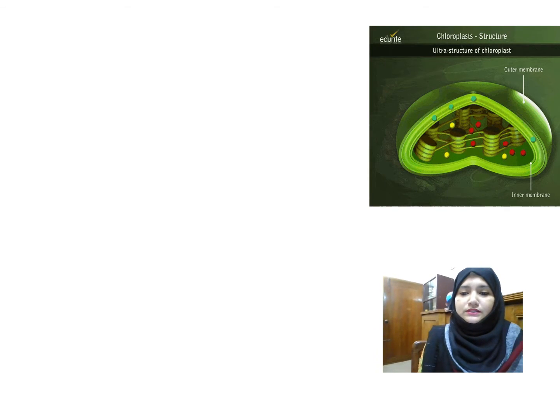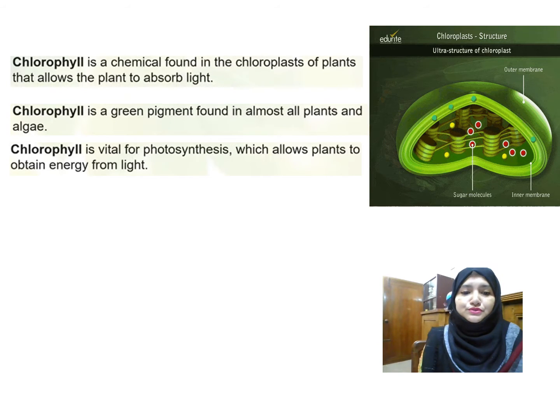Now have a close look at chlorophyll and chloroplast. This is the structure of chloroplasts. Chlorophyll is a chemical found in the chloroplasts of plants that allows the plant to absorb light. Chlorophyll is a green pigment found in almost all plants and algae. It's very important for photosynthesis, which allows plants to obtain energy from light.